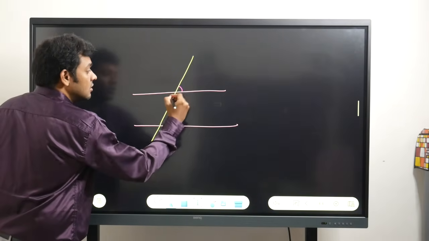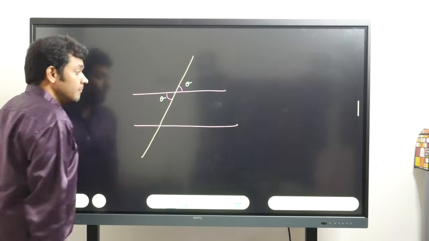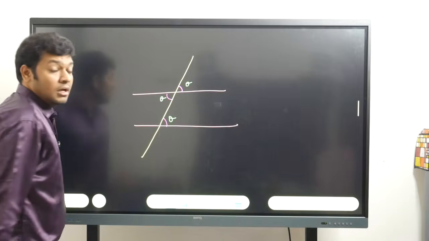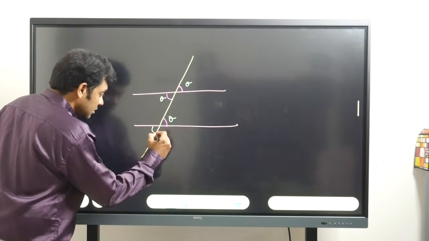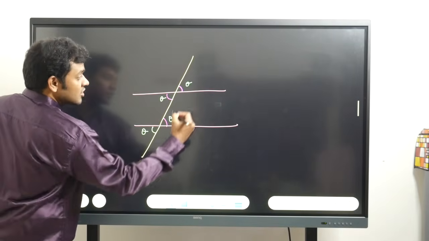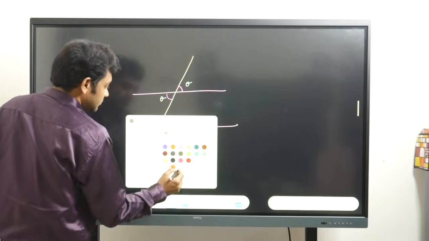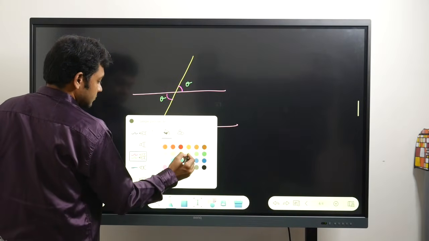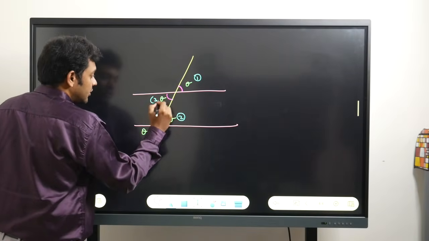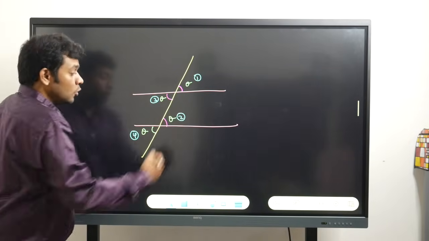Here, as we know, these two angles are equal, vertically opposite angles. So if this is theta, this has to be theta. Similarly, these two angles are also equal. They're called corresponding angles. So all these four angles are equal. They name it. Say if this is angle 1 and this is angle 2, one, 2, 3, 4. So 1 and 3 are vertically opposite. 1 and 2 are corresponding.